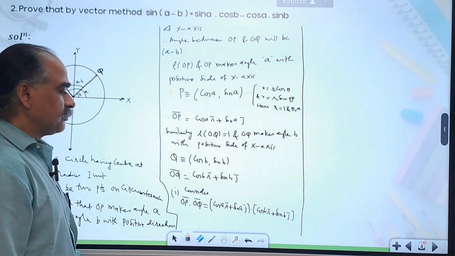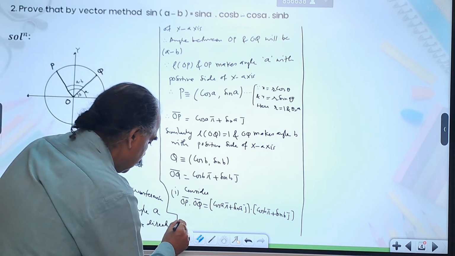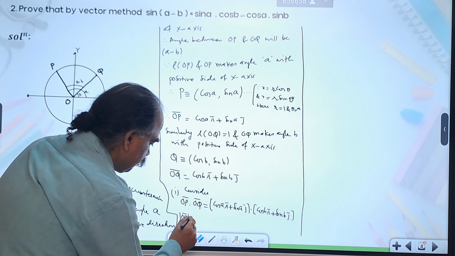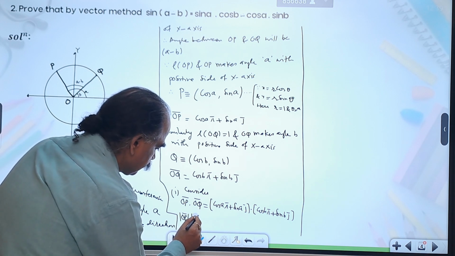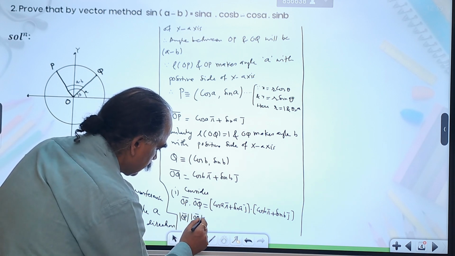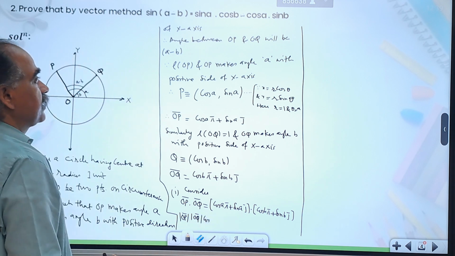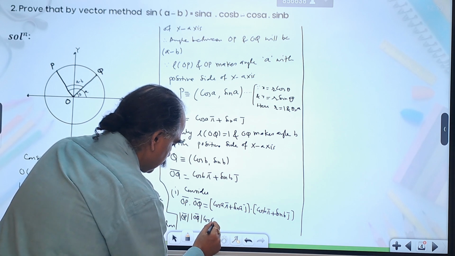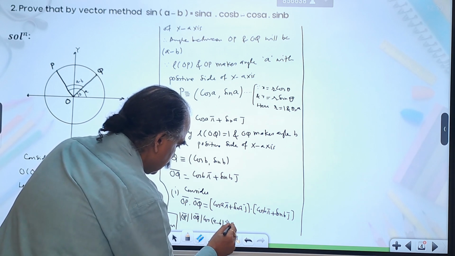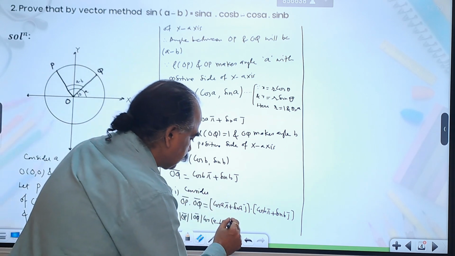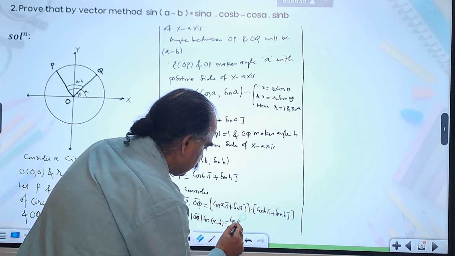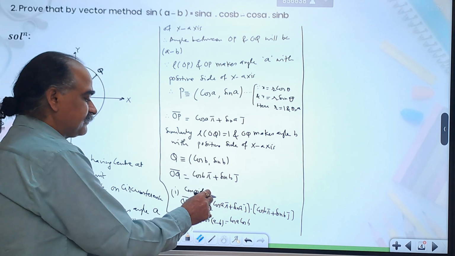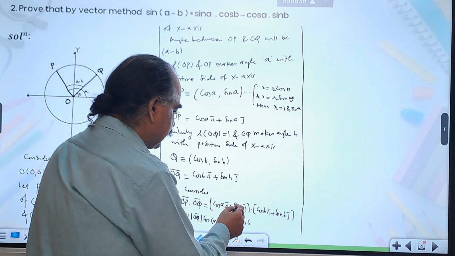Now OP bar dot OQ bar is mod OP bar, mod OQ bar, cos of angle between OP and OQ, which is A minus B. I component multiplied to I component, so cos A cos B plus sin A sin B.